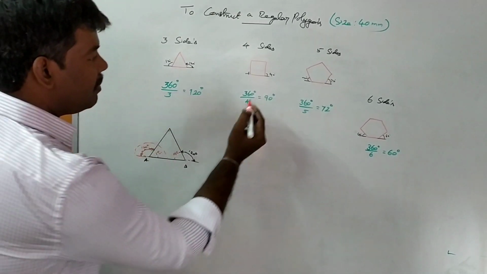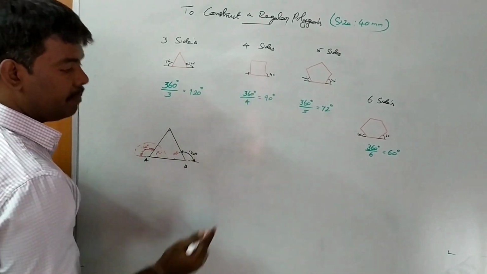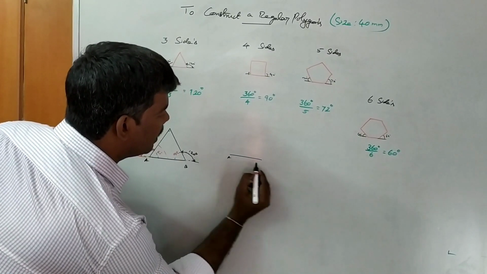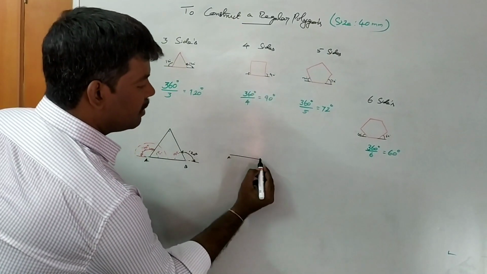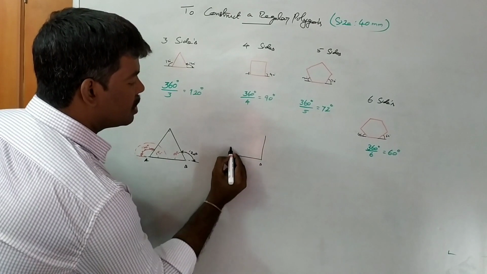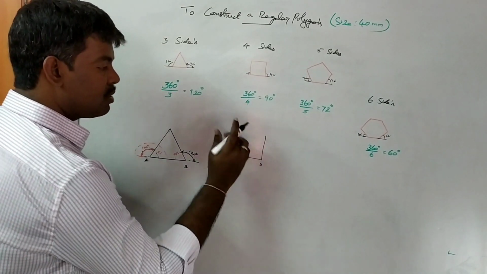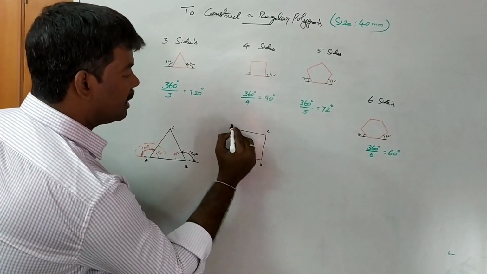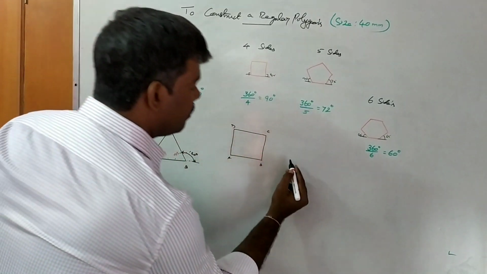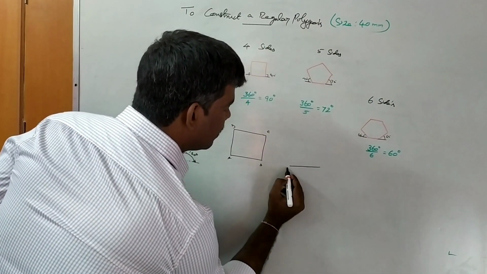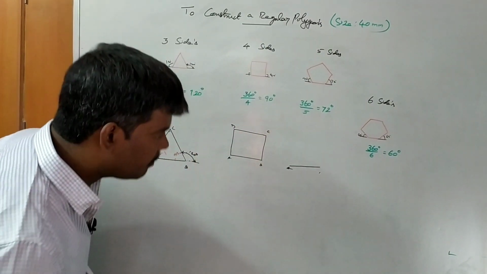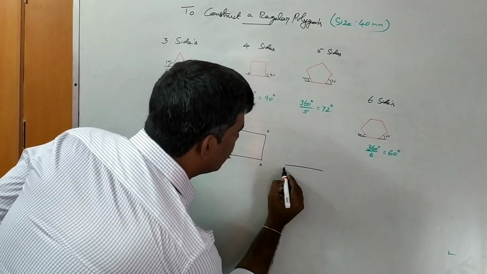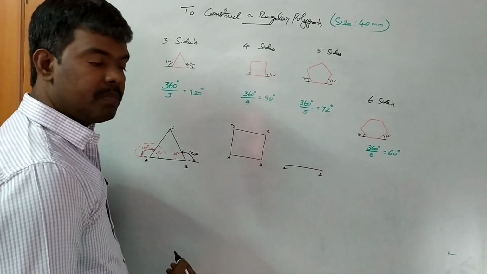Like that, for 90, how to draw the 90? Same. AB, the angle is 90, so it is a vertical line, here also a vertical line, it is 40, here also 40. You know this, ABCD. Here the AB size is 40 mm.